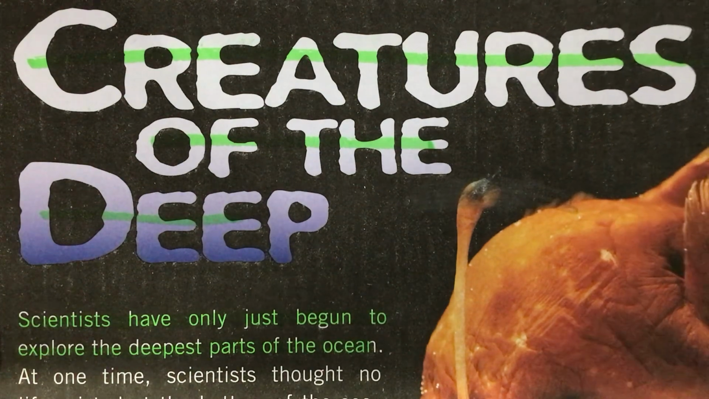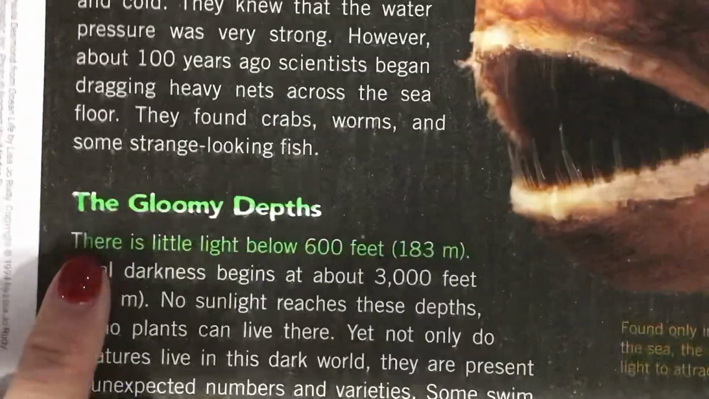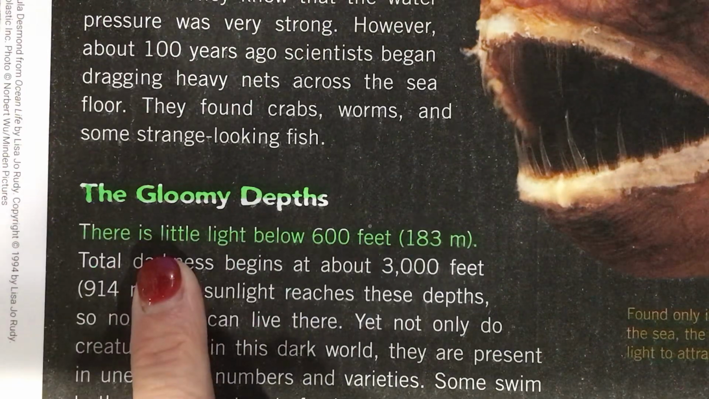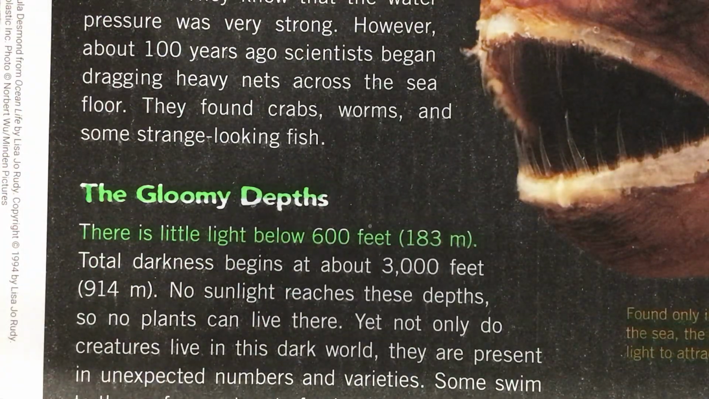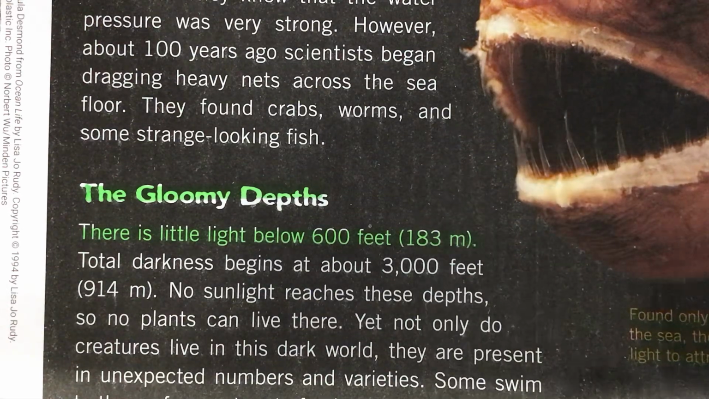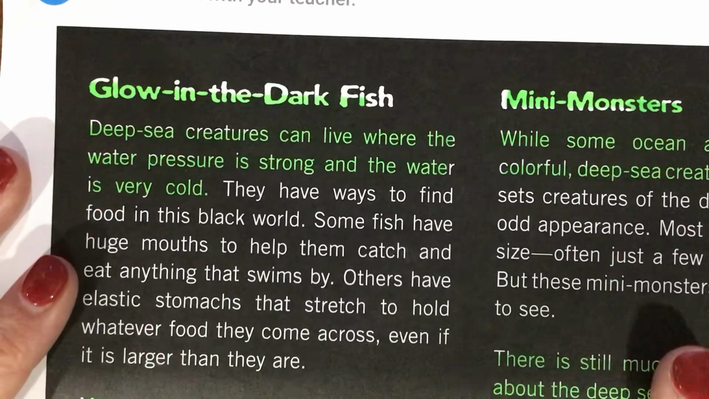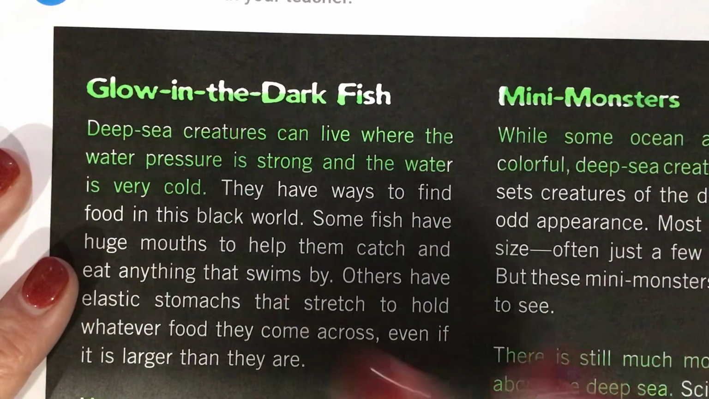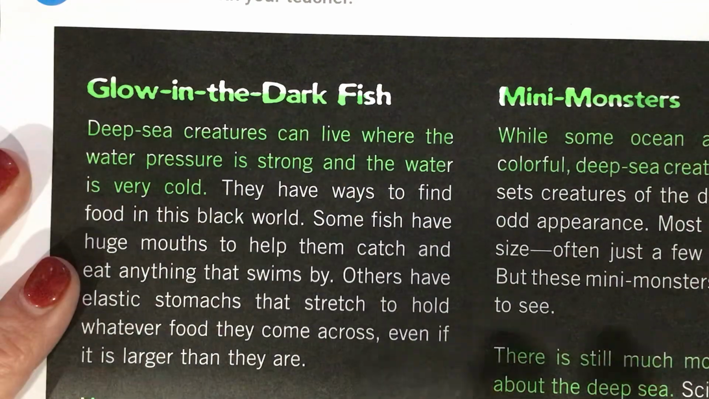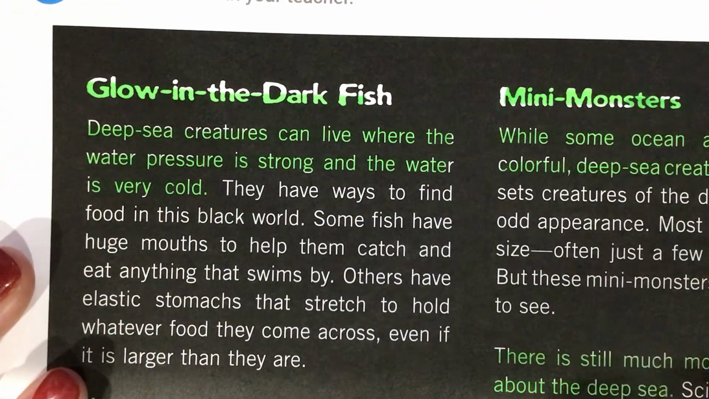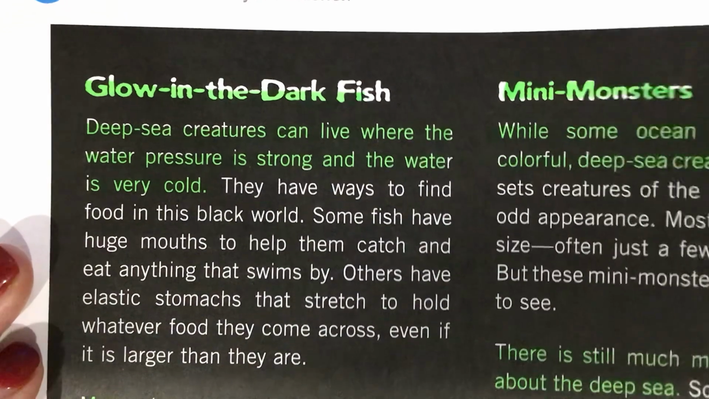Our second text feature is the heading. The first heading is called the Gloomy Depths. That word gloomy makes me feel like it's a pretty dark place that doesn't probably ever get any sunlight. On page 22, we have the heading Glow in the Dark Fish. That sounds super interesting, and I can't wait to read more about it.